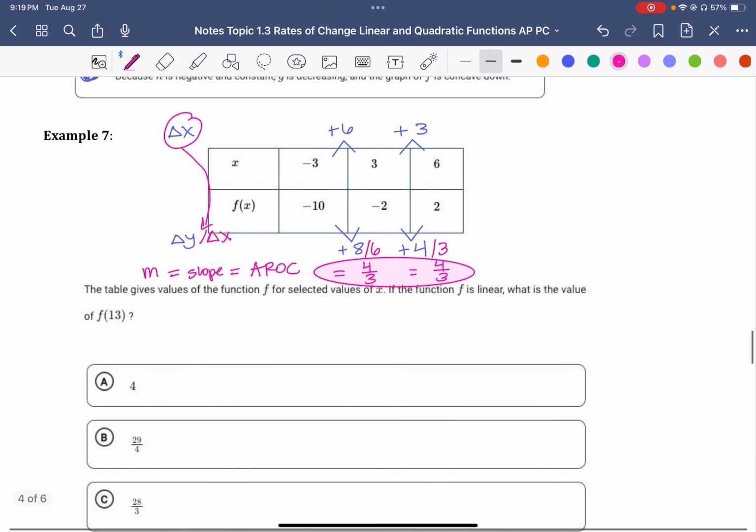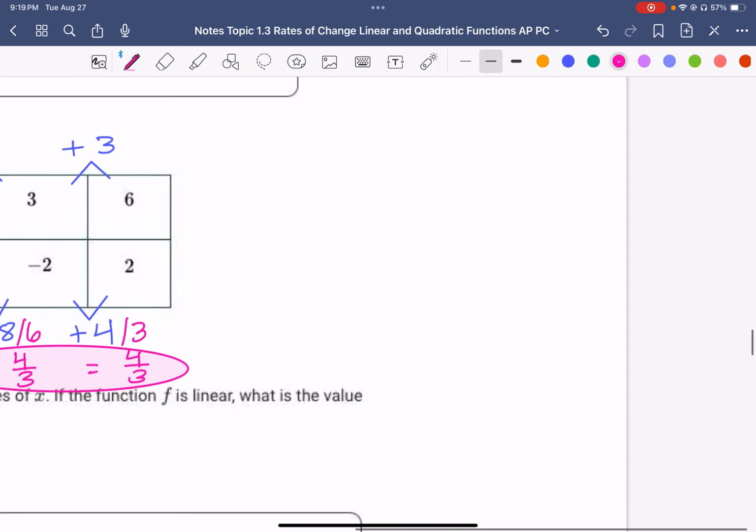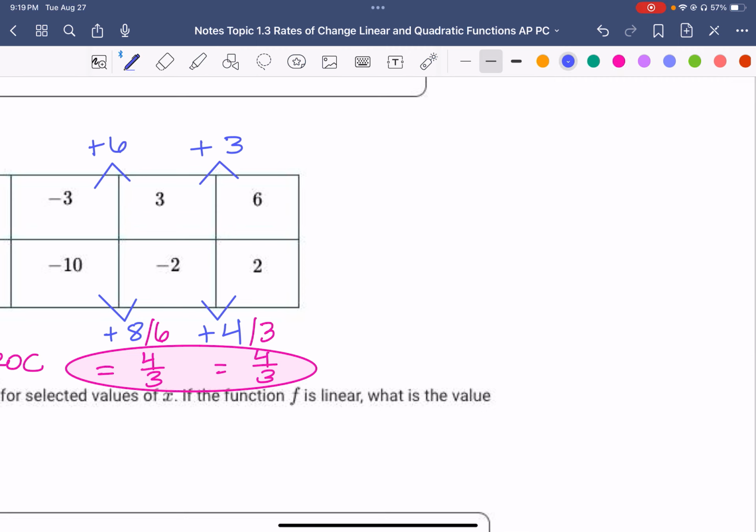Okay, so we're trying to figure out what is f of 13. That means that x is 13. What is the y value? That's what we're trying to figure out. Okay. For a linear function, again from algebra 1, we know the equation for any linear function is y equals mx plus b. Okay, so I know the slope is 4/3. What I don't know is the y-intercept.